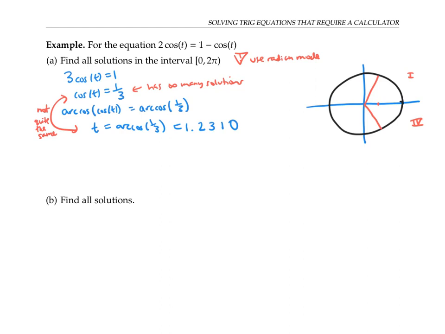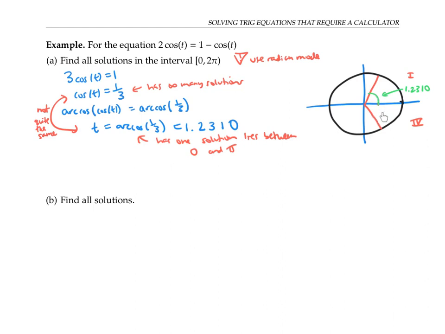On the other hand, t equals arc cosine of 1/3 has only one solution, and that solution lies between the angles of 0 and pi. So this angle here, the 1.2310 radians, must be giving us this angle, since it's got to be an angle between 0 and pi. And to get the other angle, this one, we can use the symmetry of the situation.